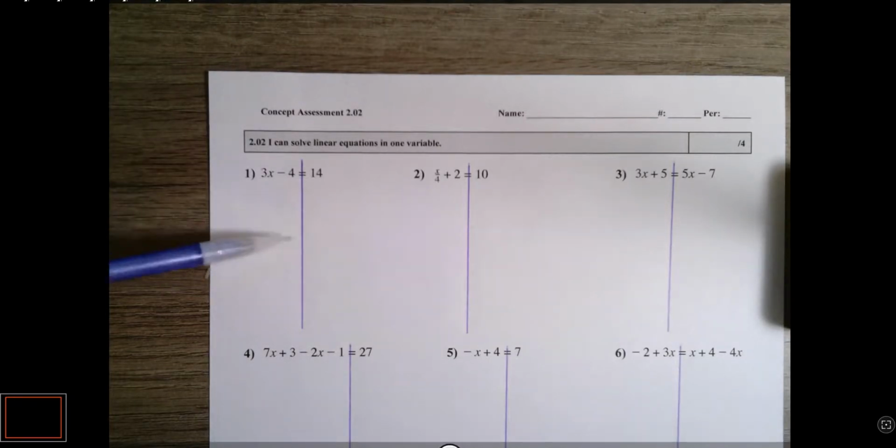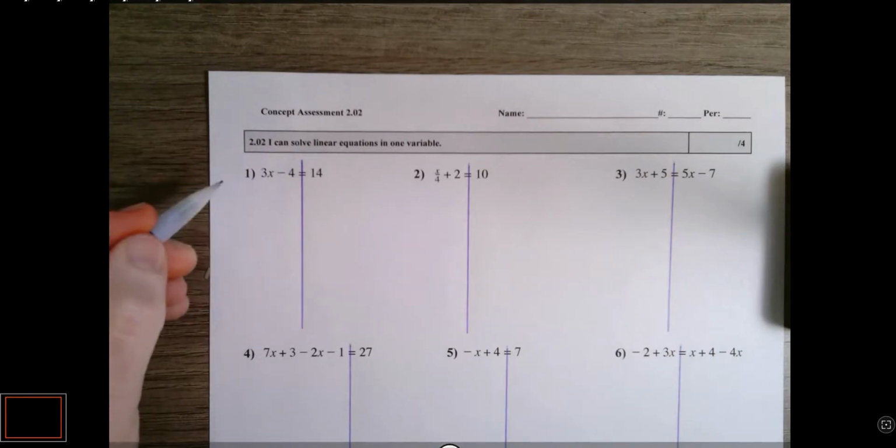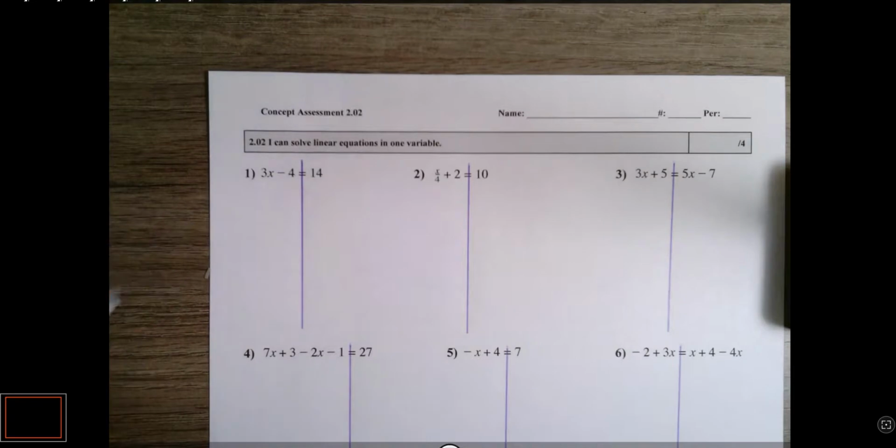So I've already gone through and I've drawn my equality line through the equal sign for all of these problems because I want to remember that whatever I do to one side, I want to do the same thing to the other side to maintain balance.